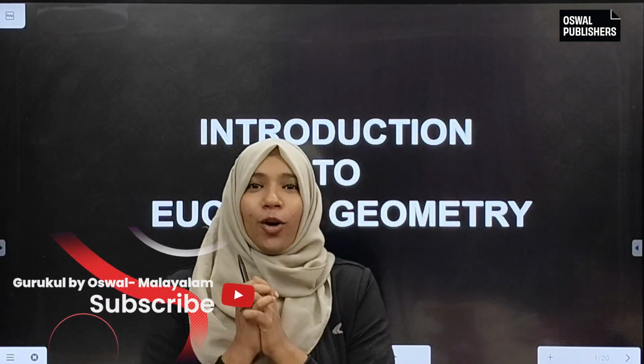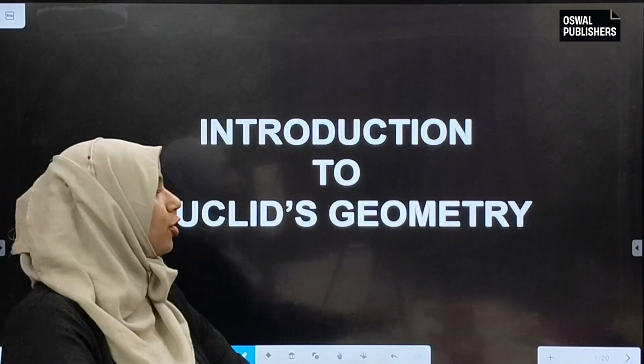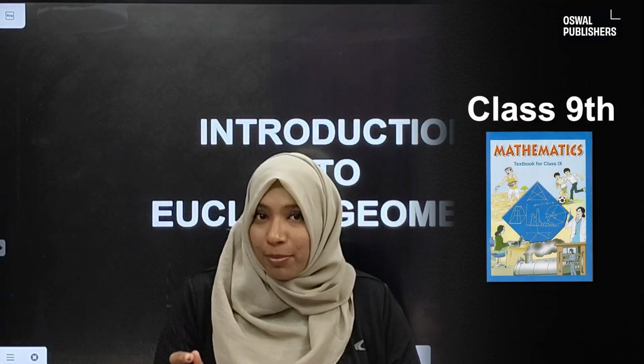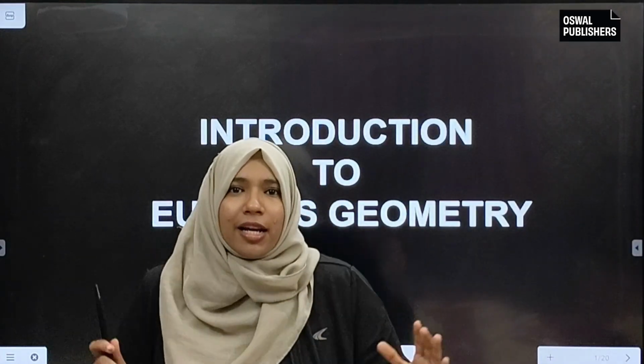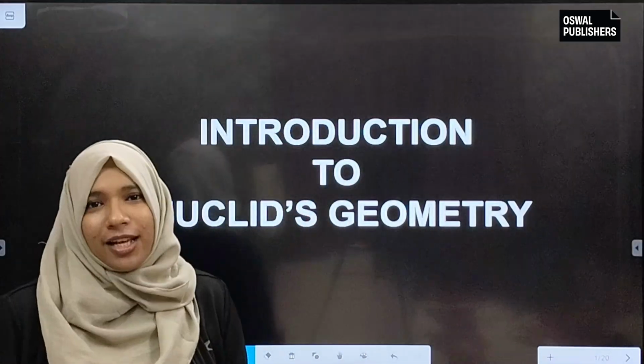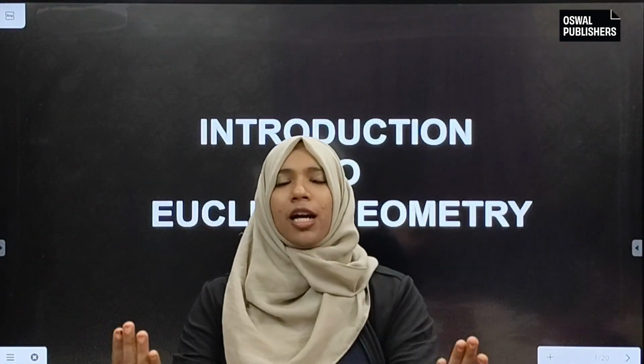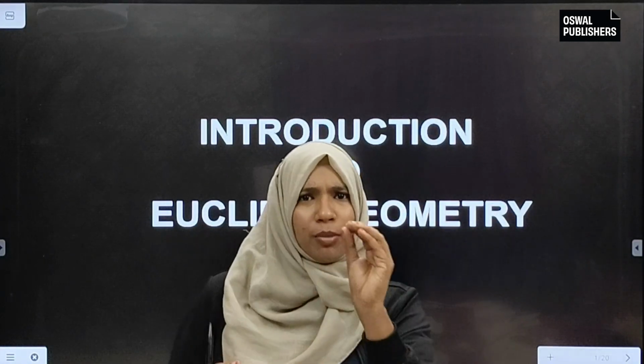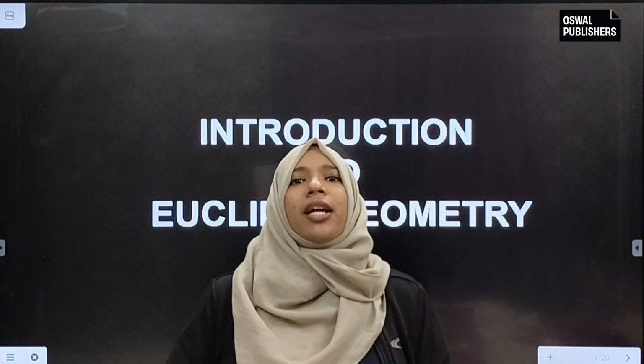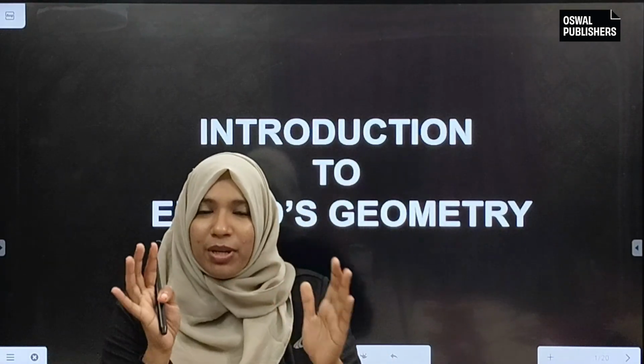In this video, the title is Introduction to Euclid's Geometry. It's a foundational chapter for class 9 CBSE Maths. We will discuss what is meant by geometry. Geo means earth and metry means measure. Geometry is that mathematical branch that deals with lines, shapes and graphs.